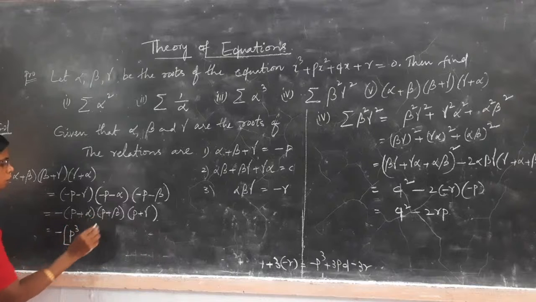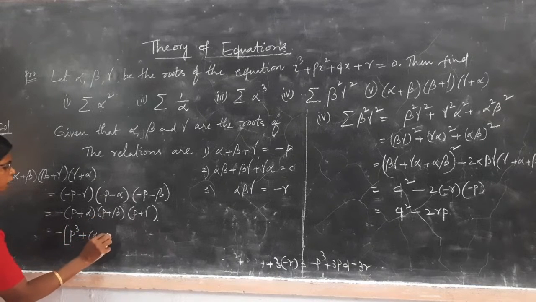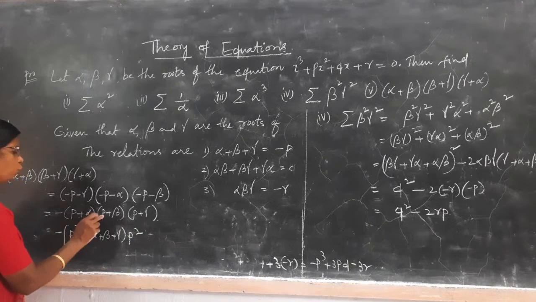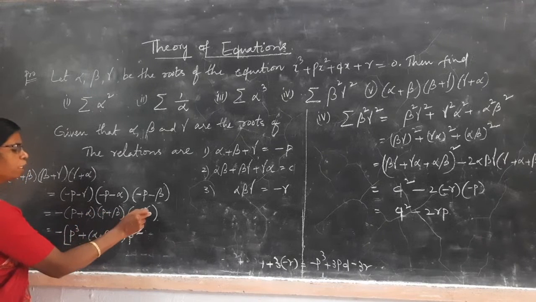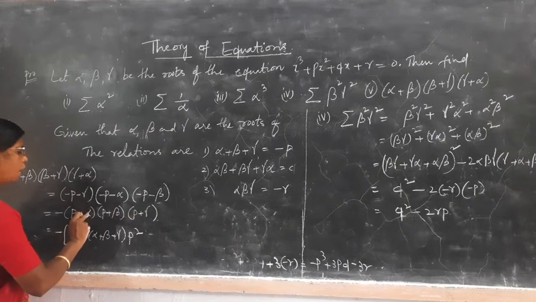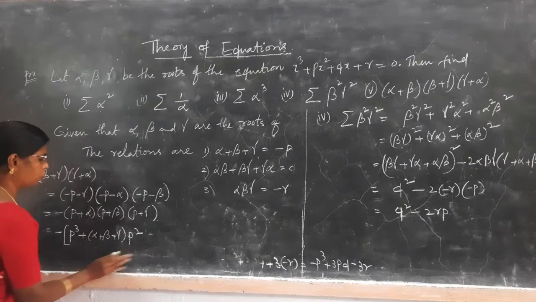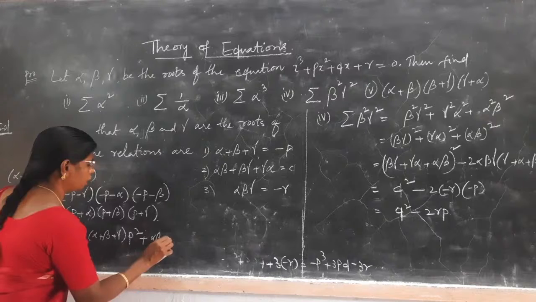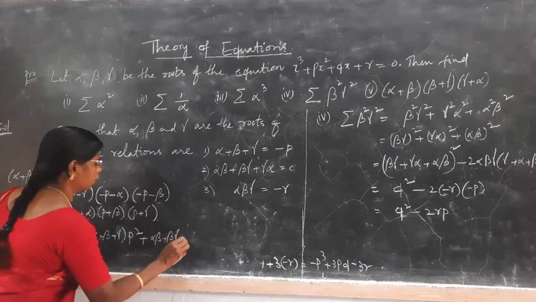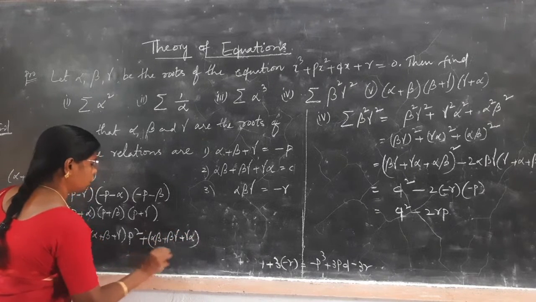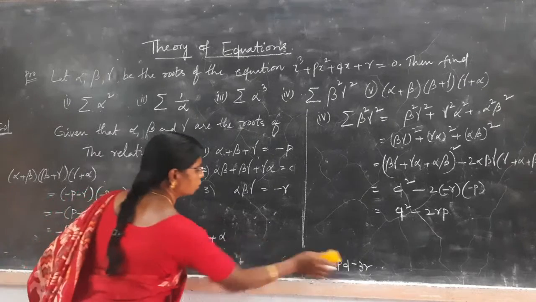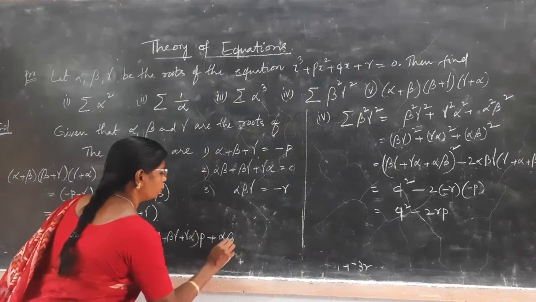Plus (alpha plus beta plus gamma) p square. Okay, p into p, p square into gamma, gamma p square; similarly alpha into p square, and beta into p into p, p square. Next plus (alpha beta plus beta gamma plus gamma alpha) p plus alpha beta gamma.